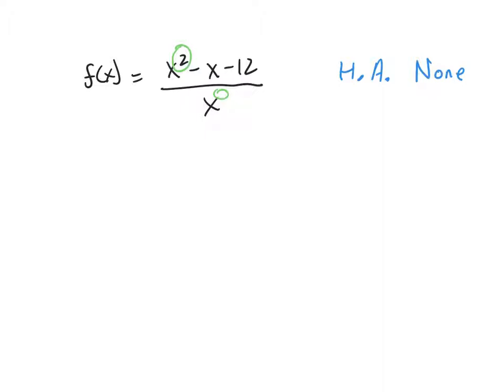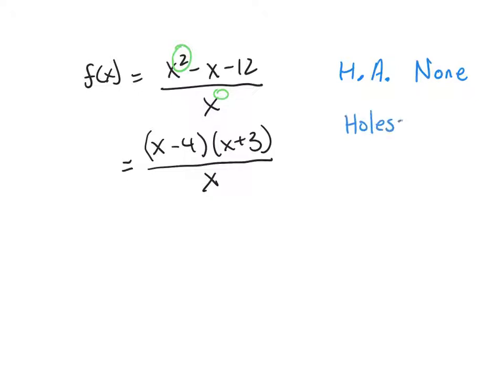After you've determined your horizontal asymptote, our next step is to go ahead and factor this thing and see if anything cancels out. The numerator, if I'm doing this correctly, which we know I'm prone to mistakes, factors as, let's see, I think it's going to be x minus 4 and x plus 3. And the denominator is already factored, it's just an x. Now, had I had matching factors that I could cancel, I would have holes in the graph. Since none of these factors canceled, I know there will be no holes. So for my holes, I'm going to say none as well.